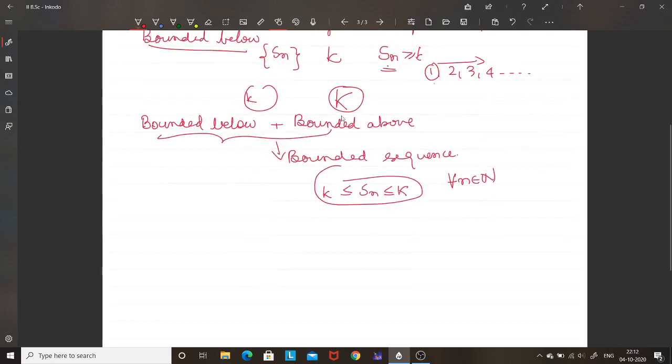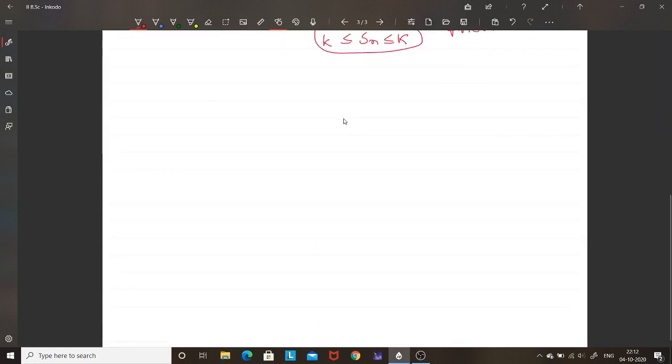So let us see the examples. Take Sn is equal to 1 by n, a familiar sequence. The range set is 1, 1 by 2, 1 by 3, 1 by 4, 1 by 5, 1 by 6, and so on, going to 1 by 100 or 1 by 1000, continuing like this. So what happens? Every element of the sequence is less than or equal to 1, right? The maximum value here is 1.